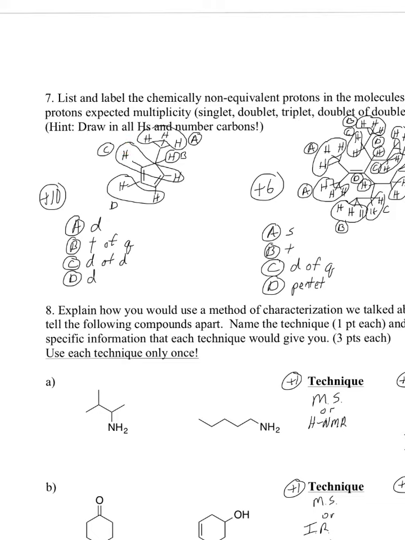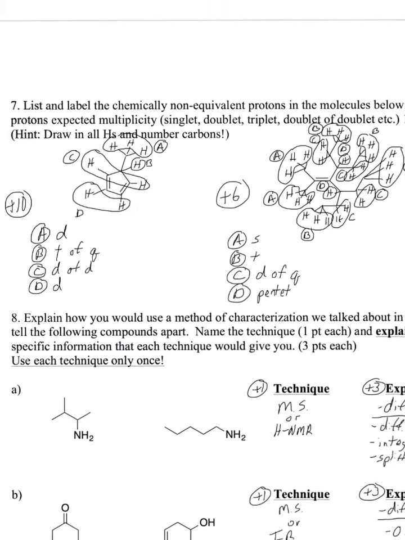C, again, is also hearing two different songs. It hears B and it hears D, three bonds away. B is turning C into a doublet, and D is also turning C into a doublet. So it would be a doublet of doublets. Finally, D. How many nearest neighbors does D have? D only has one nearest neighbor, so D itself is also a doublet. The trick here is, again, this highly symmetrical type of molecule. That's why D is a doublet, and also why they're turning each other into a doublet. So be careful with that high symmetry of the molecule.